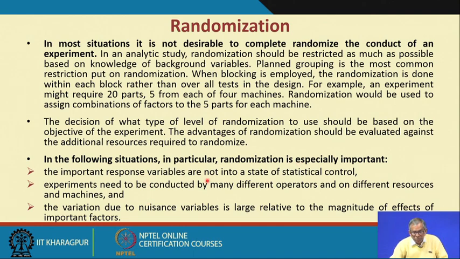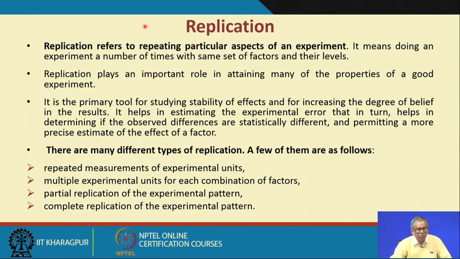Important response variables are not in a state of statistical control. Okay, so that is point number 1. Point number 2 is experiments need to be conducted by many different operators and on different resources and machines. So that is point number 2. The variation due to nuisance variables is large relative to the magnitude of effects of the important factors. Is it okay? So here obviously you need to consider the randomization principles.